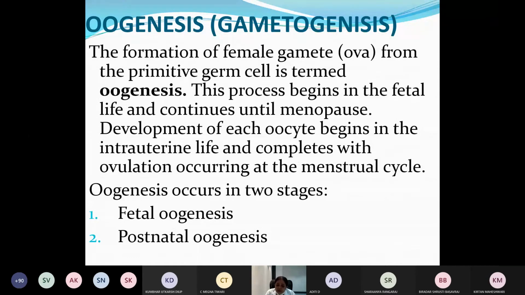Oogenesis occurs in 2 stages. One is fetal oogenesis. The second one is postnatal oogenesis.